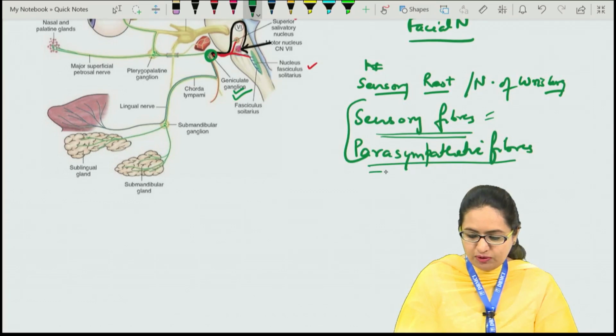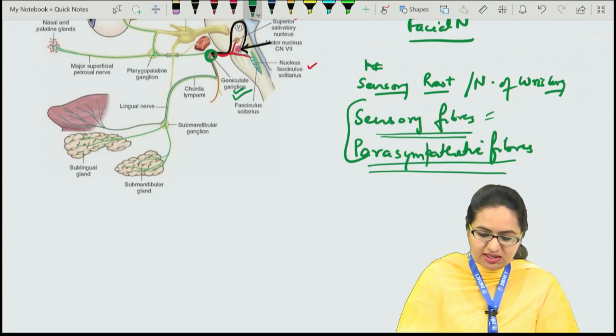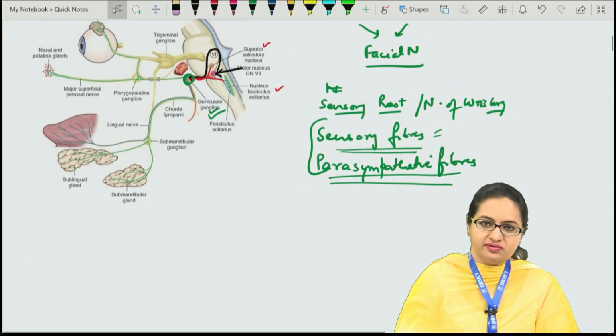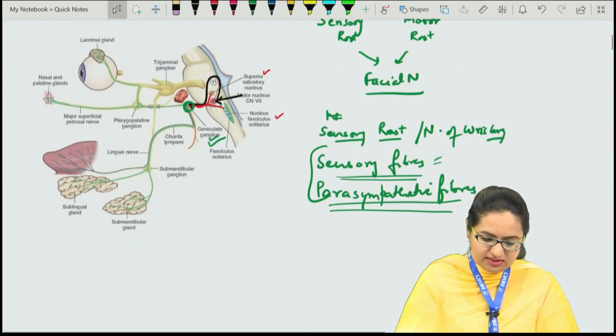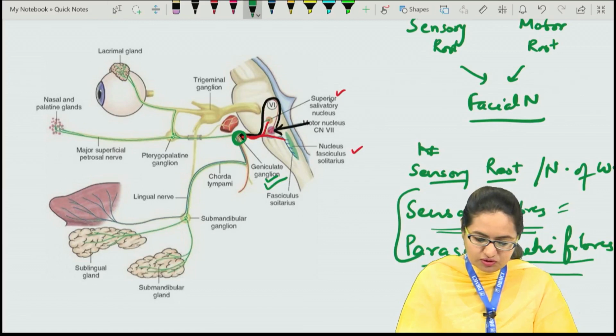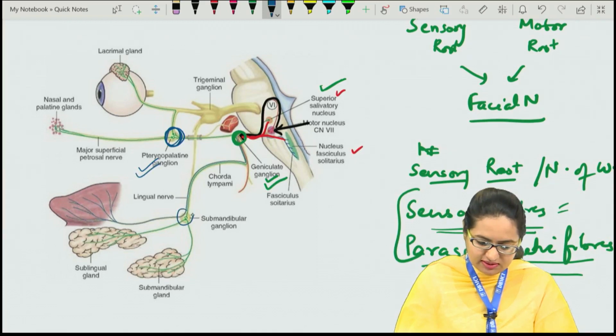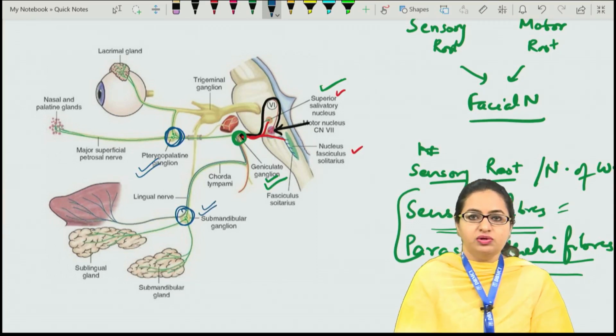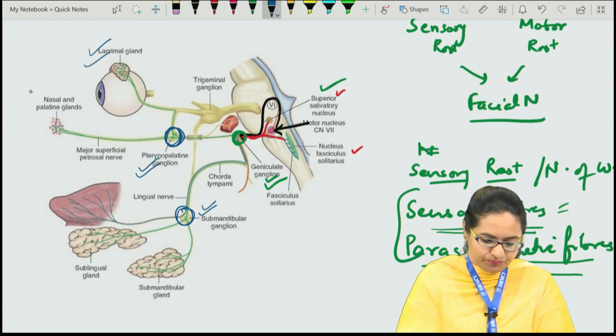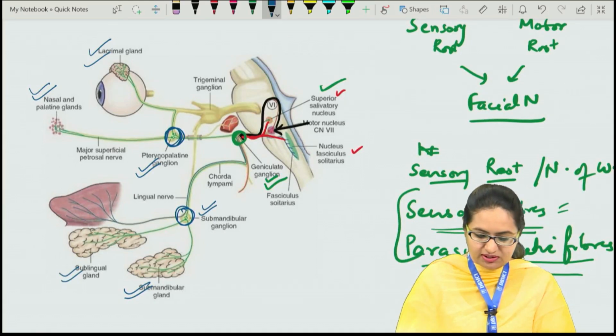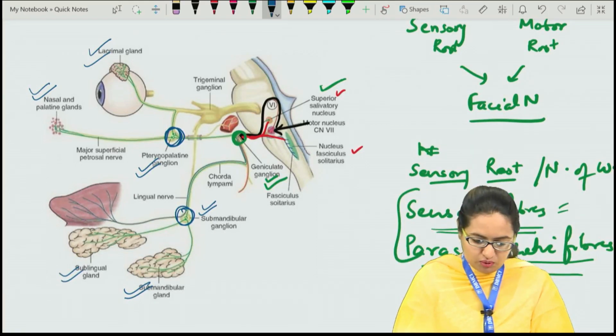Then when we talk about the parasympathetic fibers, these fibers originate from the superior salivatory nucleus, and as we can see in this picture, after arising from the superior salivatory nucleus, it follows a course and traverses through the ganglia. Over here we can see this is the pterygopalatine ganglion, and this is the submandibular ganglion, and it will finally supply the lacrimal gland, the nasal and the palatine glands, as well as the submandibular gland and the sublingual gland. The parasympathetic fibers go to these glands through different branches of this facial nerve.